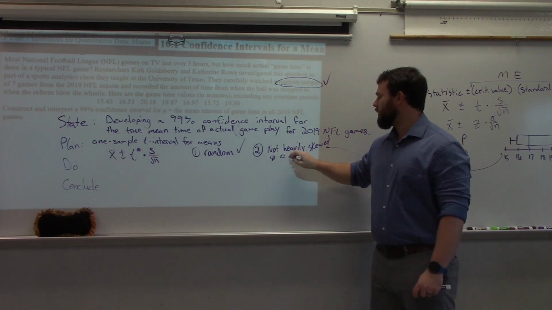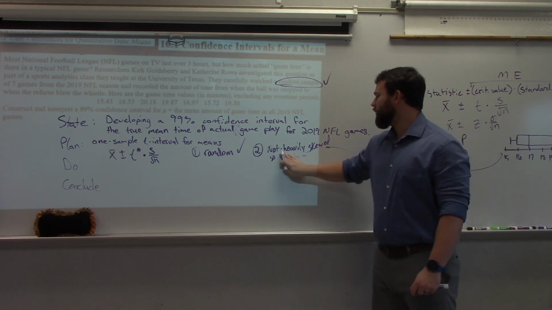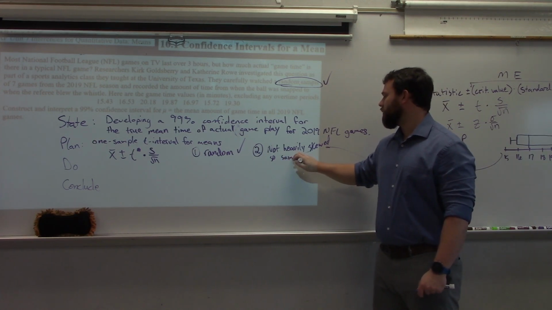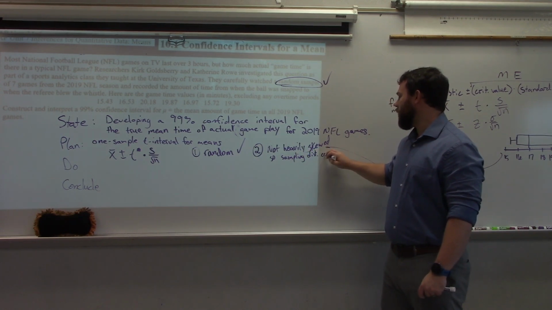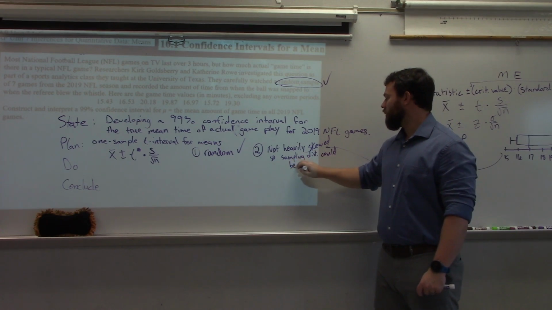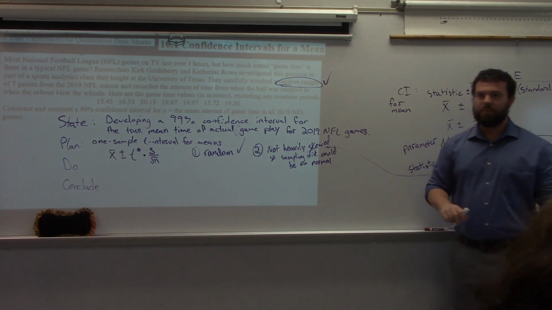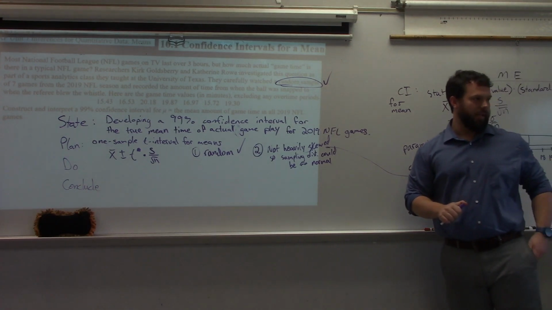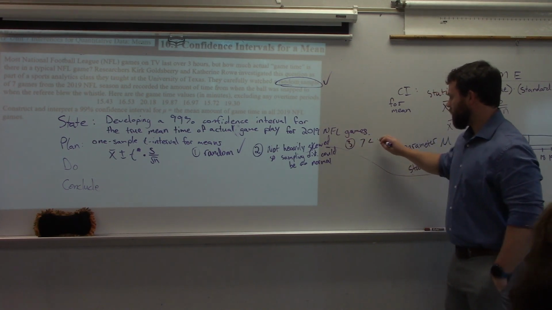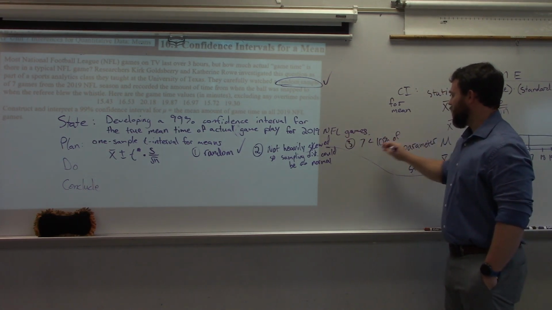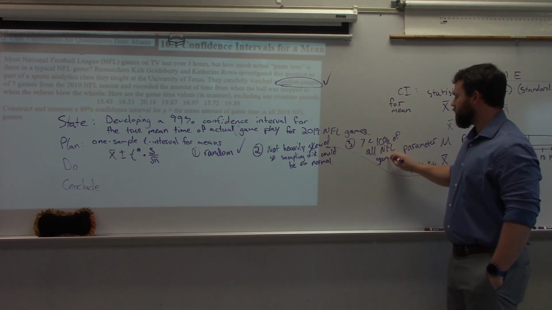So the sampling distribution could be approximately normal. Any other conditions? 10%. Is 7 less than 10% of all NFL games? Yeah, definitely. So we can now continue. Alright.